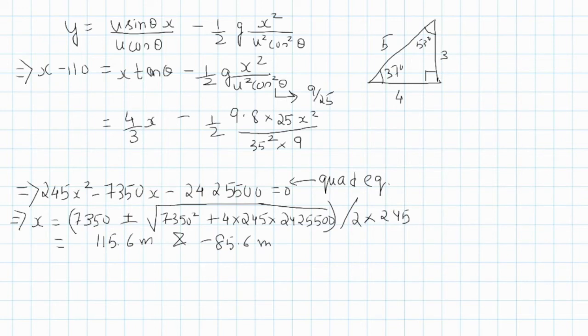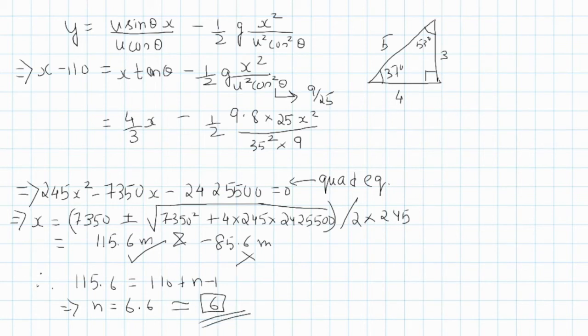Now this value is wrong. Why? Because if x is minus, that means the ball has gone backwards, which is not possible here. So this answer is wrong. So we have got our answer that x is equal to 115.6. Therefore we can write 115.6 is equal to 110 plus n minus 1. So here we get n is equal to 6.6. Since n is an integer, we can write that n is equal to 6. So the ball will hit on the 6th bench. So this was the first question.